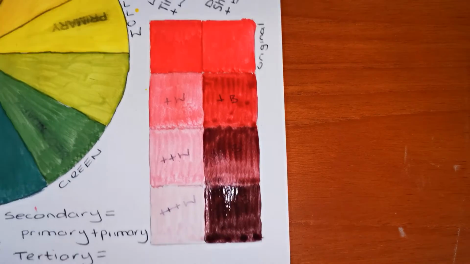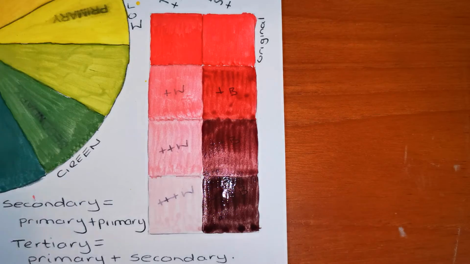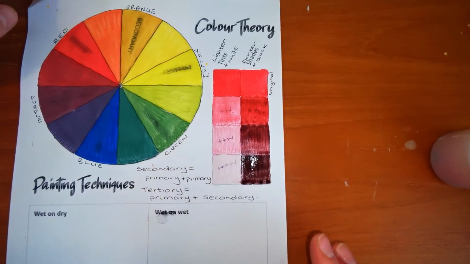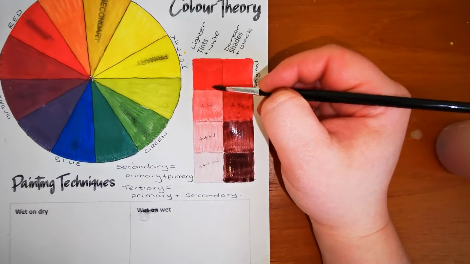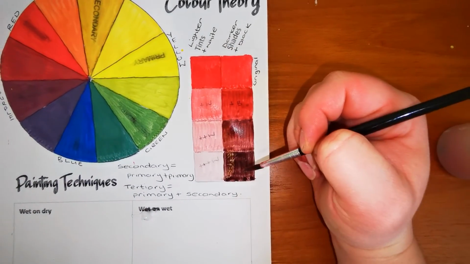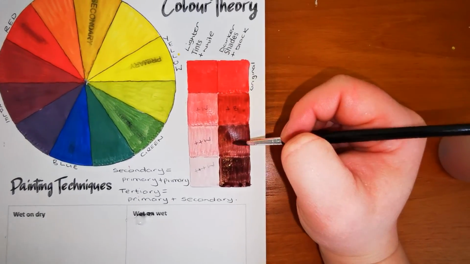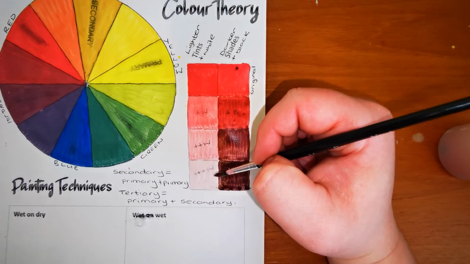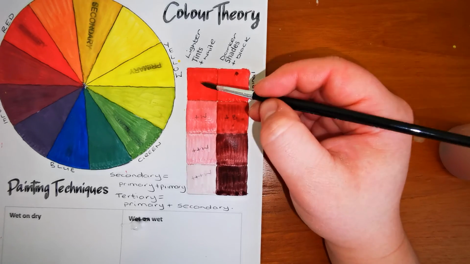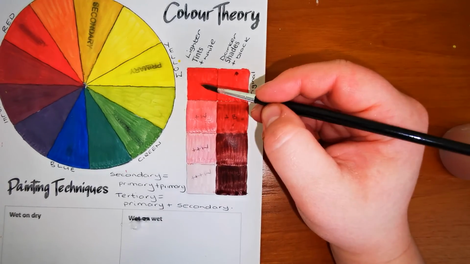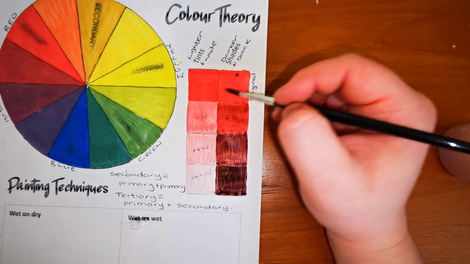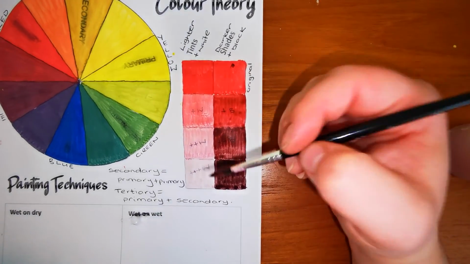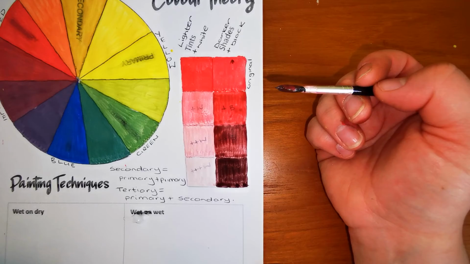And there we go. So we've got our original red colour. We have got 1, 2, 3, 4 shades of red, and 1, 2, 3, 4 tints of red. So we've got 8, well 7, because we won't count that twice, but we've got 7 different tones of red there just by using white, red and black.